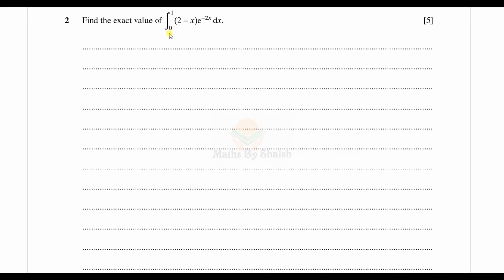integration from 0 to 1 of (2 minus x) e raised to the power minus 2x dx. So we can see there is a product of two functions. We'll take the first function as u, another function as v, so that we can use the formula: u times integration of v dx minus integration of (differentiation of the first function times integration of the second function). So let's do it in this way.